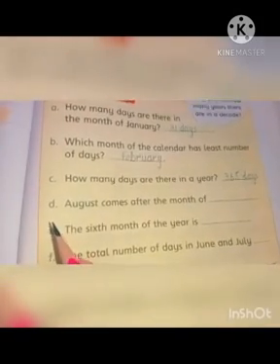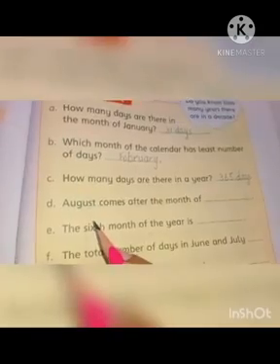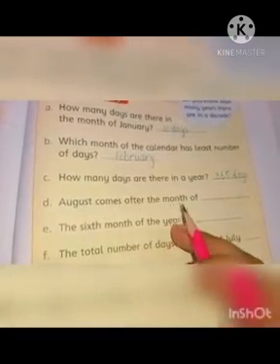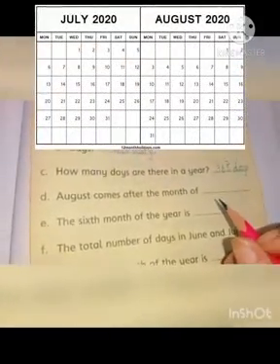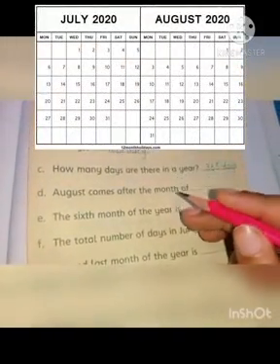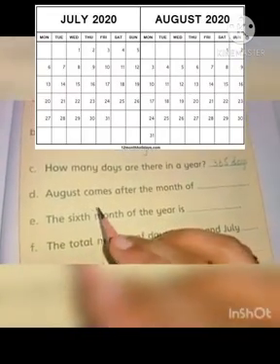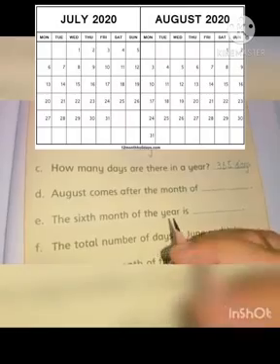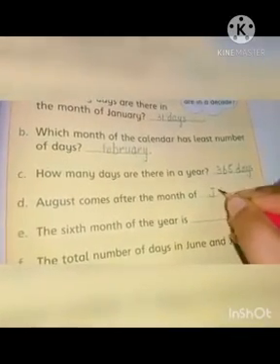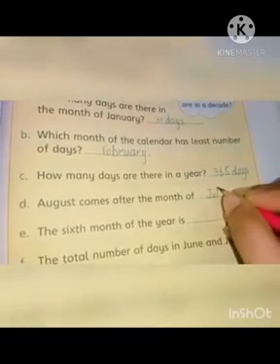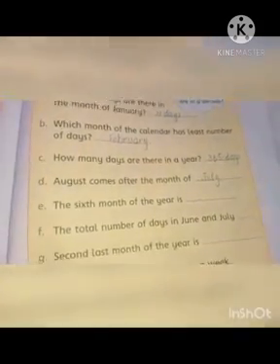Here we have point D. At point D, here we have the question. August comes after the month of. Students, when we count the months according to the sequence, we knew that month of August comes after the month of July. So we are going to write July here. J-U-L-Y. July. Go for the next one.